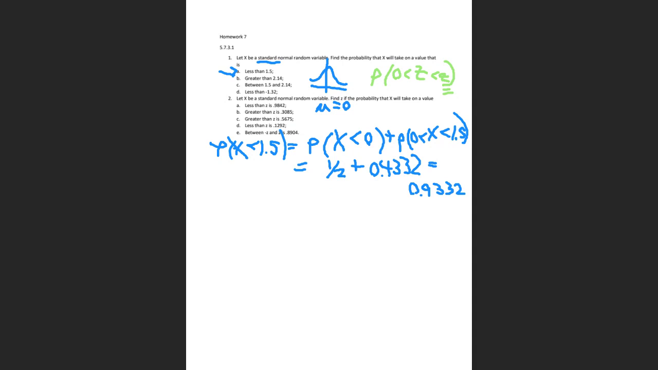That makes sense? And so now the table gives you the values from zero to any positive amount, which means you can now use the table to get the missing piece.